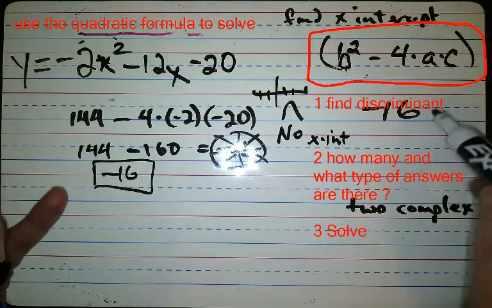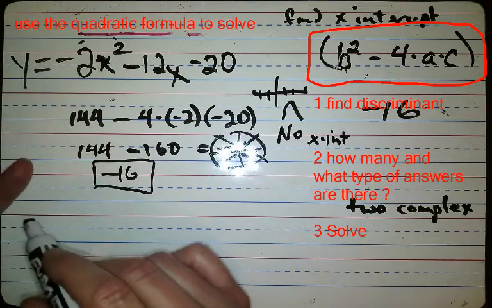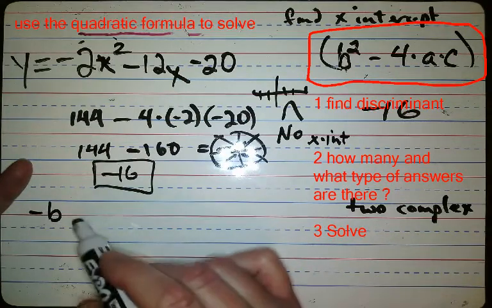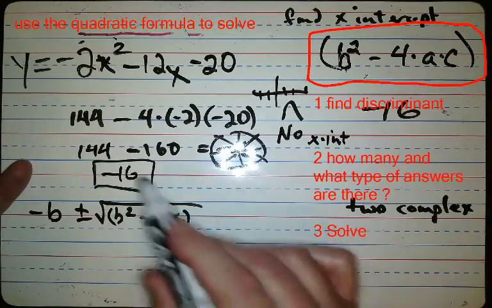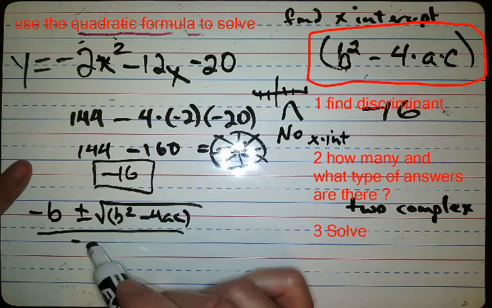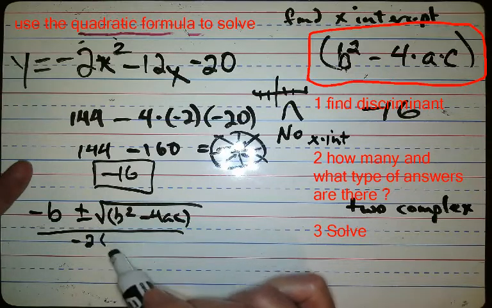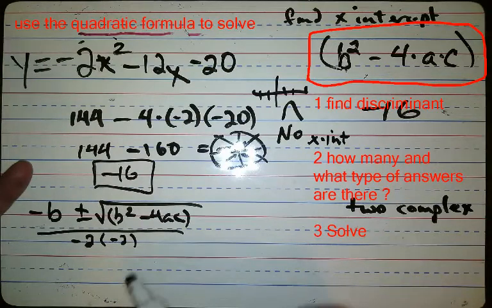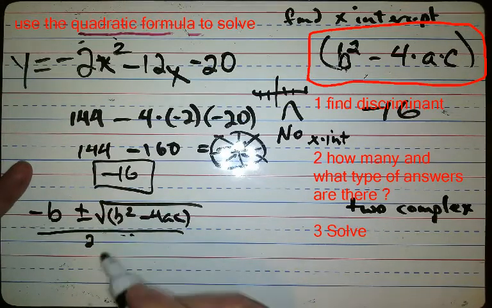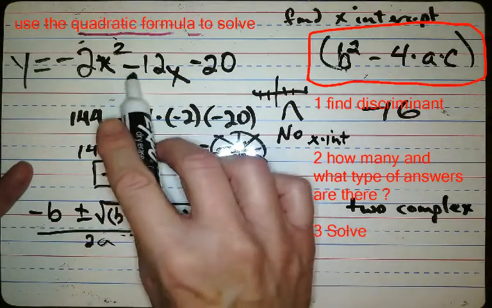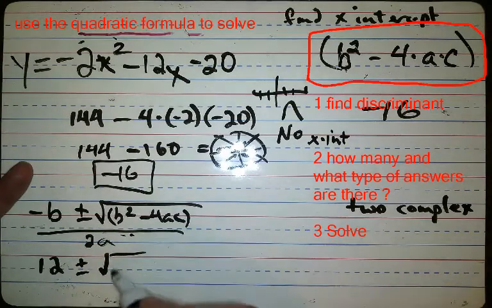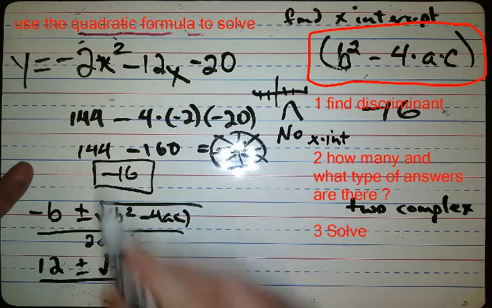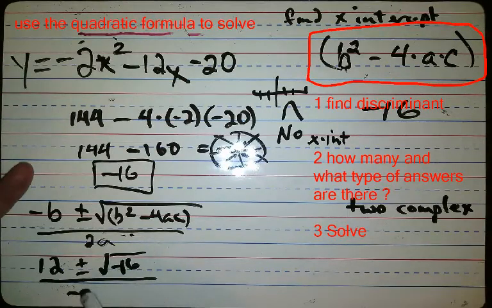So we know what the discriminant is. Now we can solve the problem. The equation is negative b plus or minus the square root of b squared minus 4ac, that's the discriminant, negative 16, divided by 2a, 2 times negative 2. The opposite of b, where b is negative 12, would be positive 12. The discriminant is negative 16, and then 2 times negative 2 is negative 4.